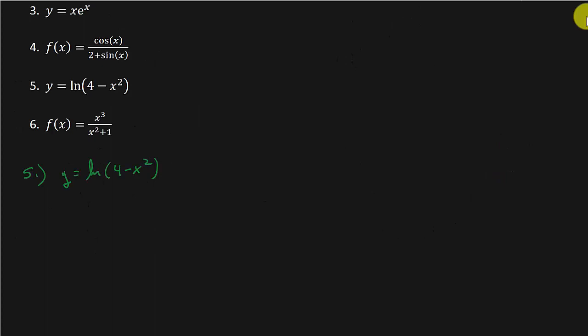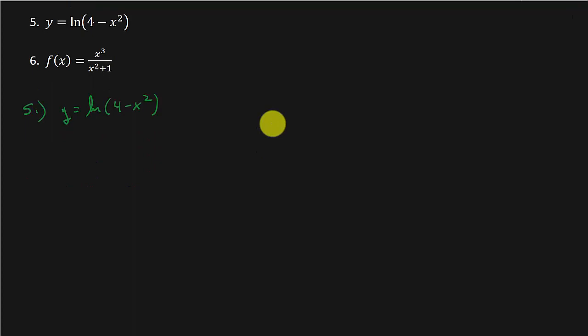All right, so let's take a look at problem number 5. All right, so remember, domain, intercepts, symmetry, asymptotes, and then we do increasing, decreasing, max, min, concavity, and inflection points, and then we sketch the graph. All right, so first thing, let's find the domain.